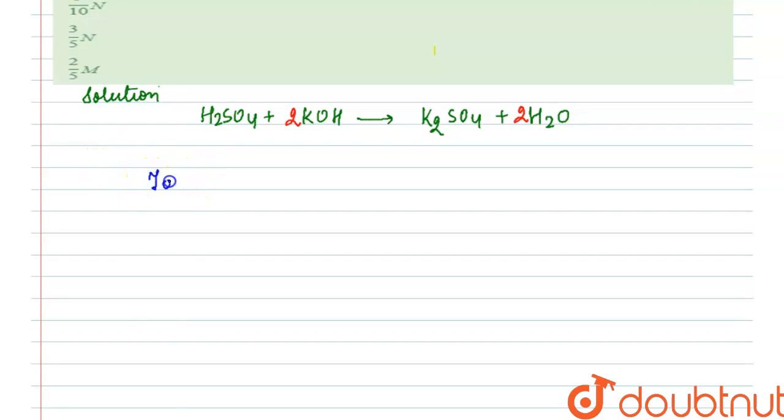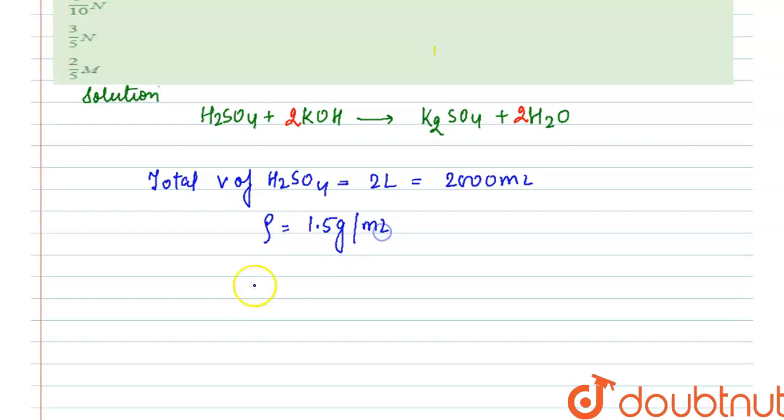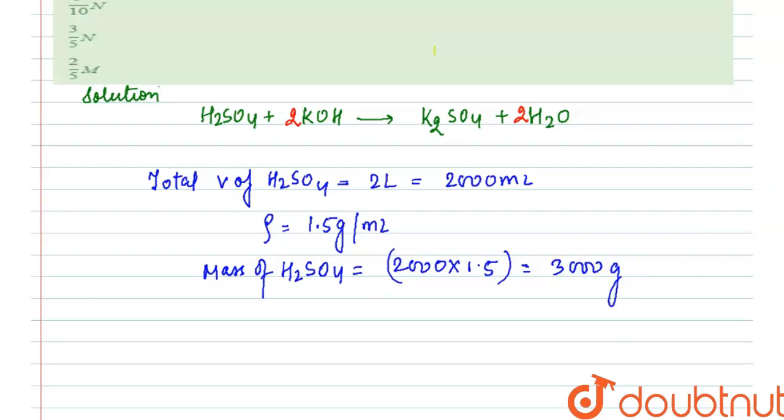We have the total volume of H2SO4 given as 2 liters, which means it will be 2000 ml. Also the density is given as 1.5 grams per milliliter, which means the mass of H2SO4 solution that we have is 2000 into 1.5, because density into volume is the mass. So this will be equal to 3000 grams.